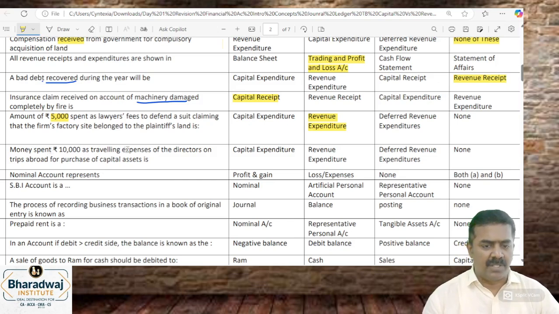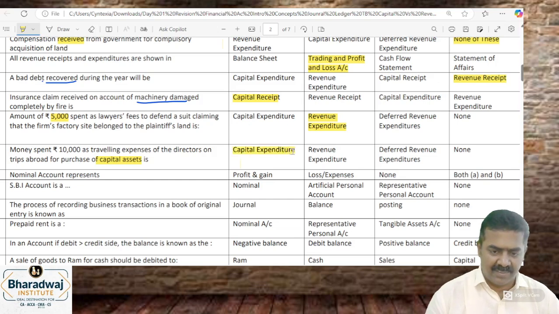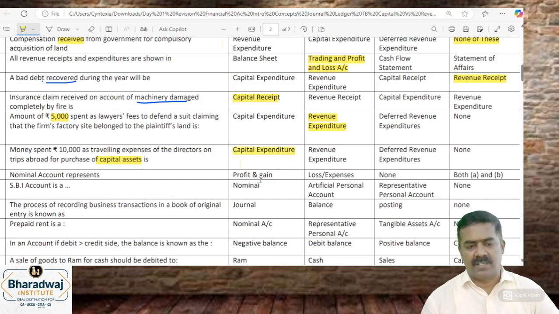Money spent, 10,000 traveling expense for directors to purchase a capital asset. They did not go for normal business, they went to purchase an asset. So it is part of the cost of the asset, capital expenditure.